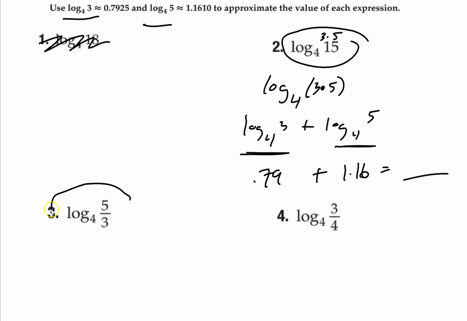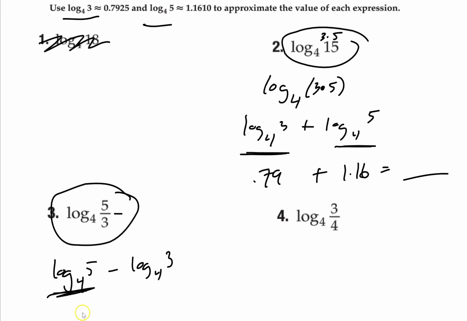Same thing here. Oh, it's division. We know what each one is. We just have to separate it so we can plug it in. So divide means minus. So you go log base 4 of 5 minus log base 4 of 3. Because division is minus. Now we know what this is: 1.16. We know what this is: 0.795. And you get your answer.